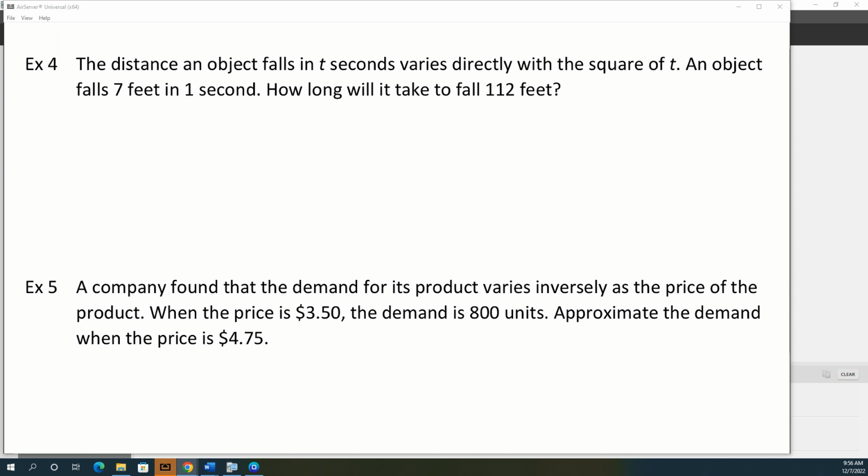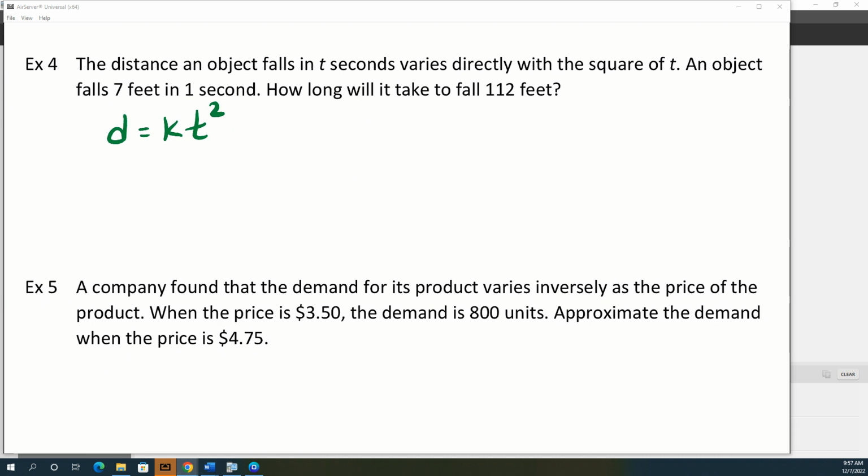The distance an object falls in t seconds varies directly with the square of t. So when you see that, it would be d equals k times t squared. For direct variation, do you multiply by the square of t or divide? Direct, you multiply. Good. Now, I don't think this is a very good problem because the rate that things fall on Earth is constant. It's gravity. So let's say this is not on Earth.